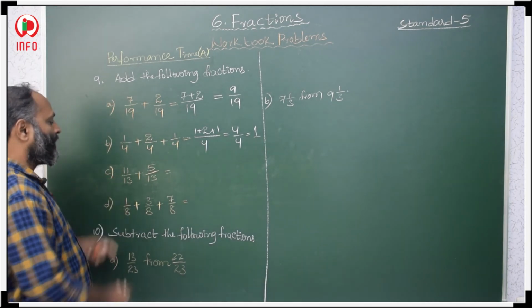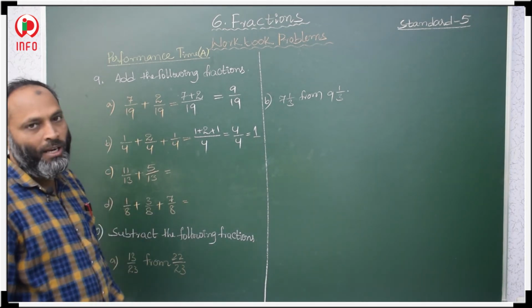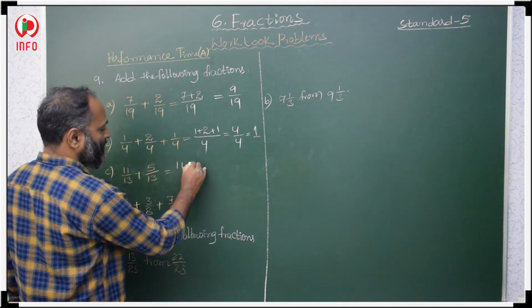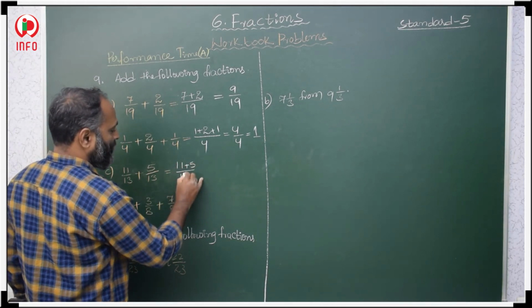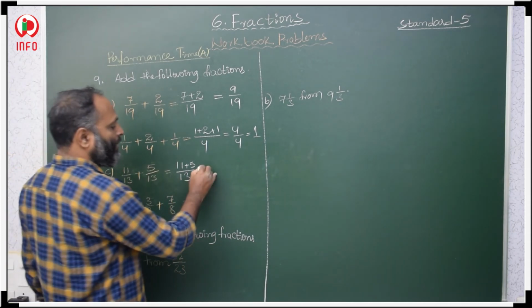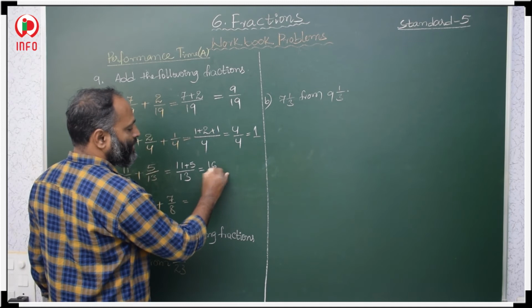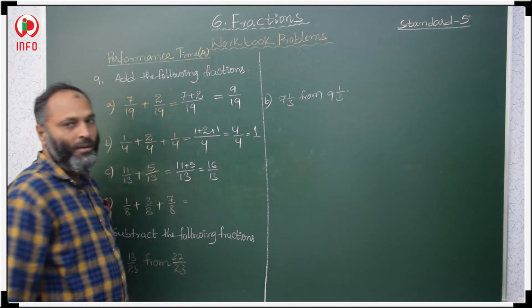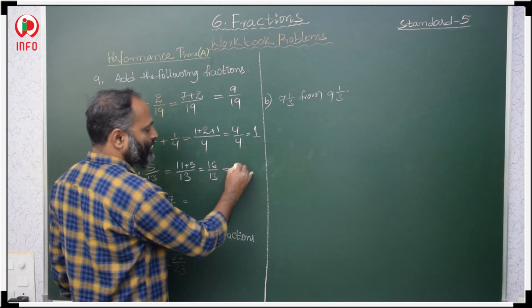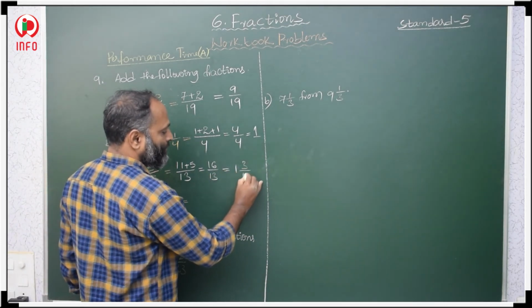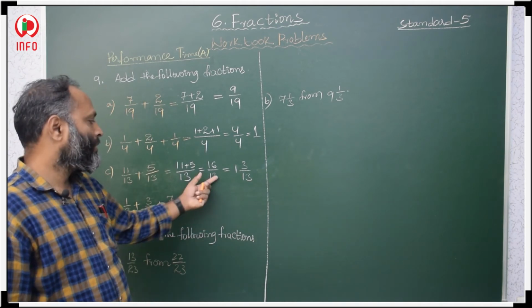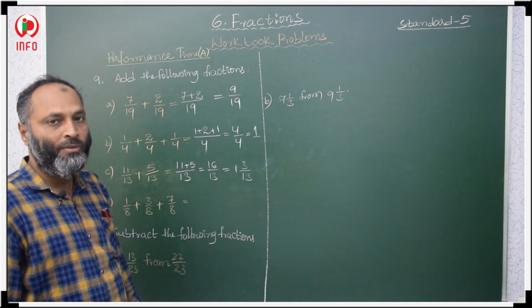Now, here are like fractions. Add the numerators, sum of numerators 11 plus 5 by 13. 11 plus 5 is 16, 16 by 13. It is an improper fraction, so change it into mixed, 1 3 by 13. This improper fraction we have to convert into a mixed fraction.